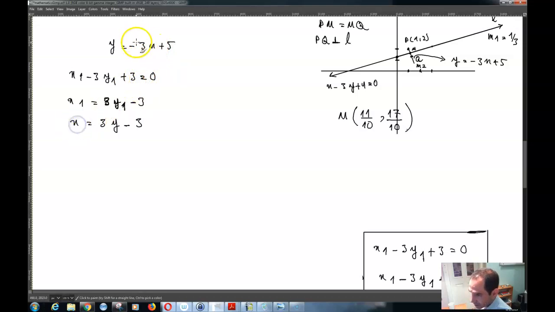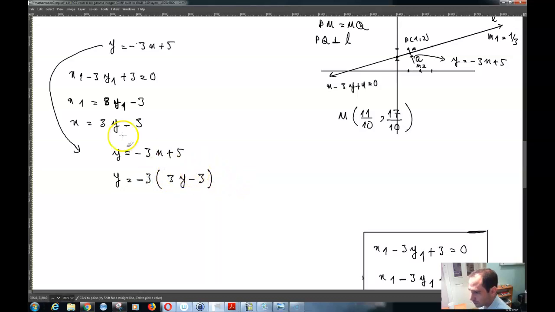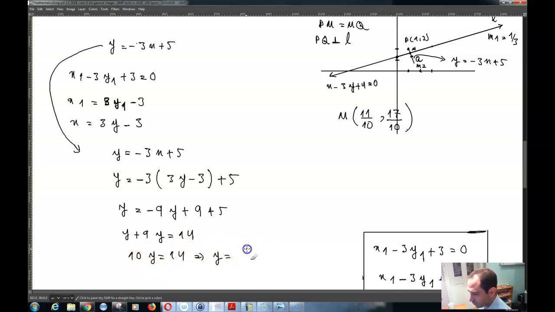So now instead of x in this equation, I can write 3y minus 3. I can write y is equal to minus 3x plus 5. Now in this equation, instead of x, I write 3y minus 3. So y is equal to negative 3 times x, which is basically 3y minus 3, and then we have a plus 5 over here. So y is equal to negative 9y plus 9 plus 5. I take this y to the other side. This becomes y plus 9y is equal to 14, and that is 10y is equal to 14. And so y is equal to 14 tenths.